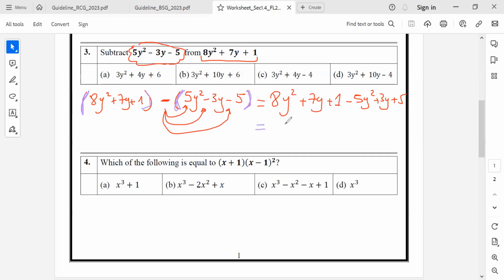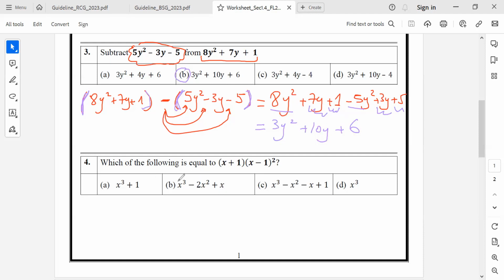Then we combine like terms. Y squared, we have 8 minus 5, 3. Y, 7 plus 3, 10y. And constants, 1 plus 5, 6. And the correct answer is B.